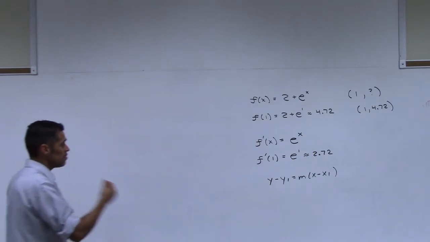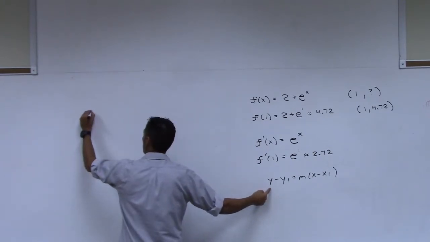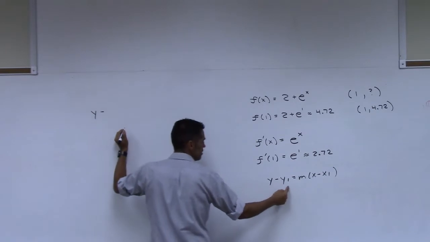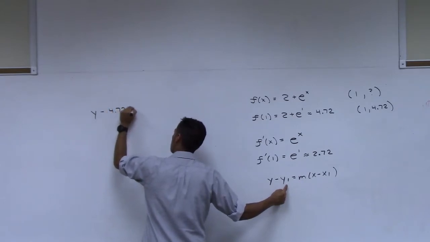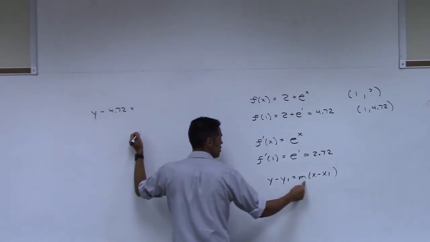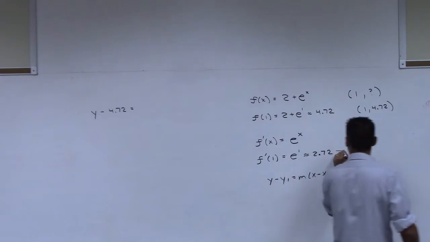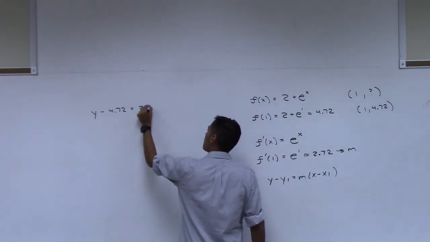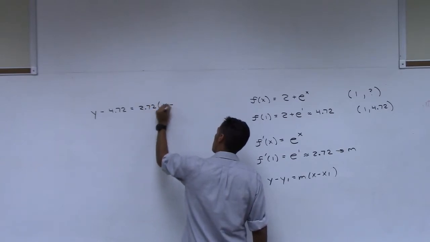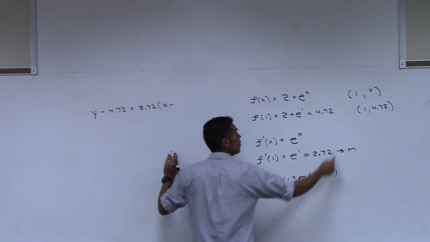Okay, so let's write the equation. It's going to be y minus what? Y minus 4.72. Good. Equals m, which is this piece, right? This is m. So 2.72 times x minus 1.